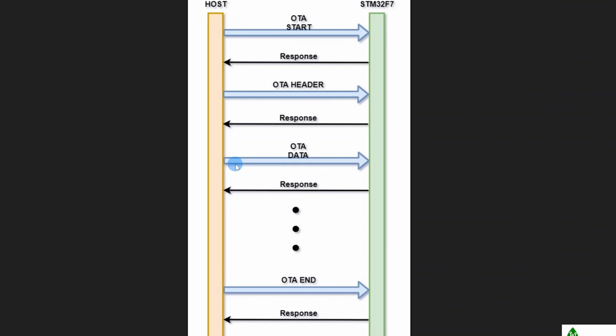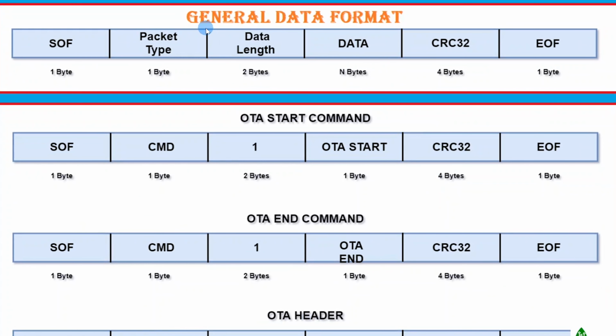The host will receive the response from the STM32 for each chunk. Once the host transmits everything, then the host will send the OTA end command to the STM32 bootloader. It will send the response for this command as well. If it is ACK, then the STM32 will start running the new firmware or application image that we have sent now. Let's see the frame format.